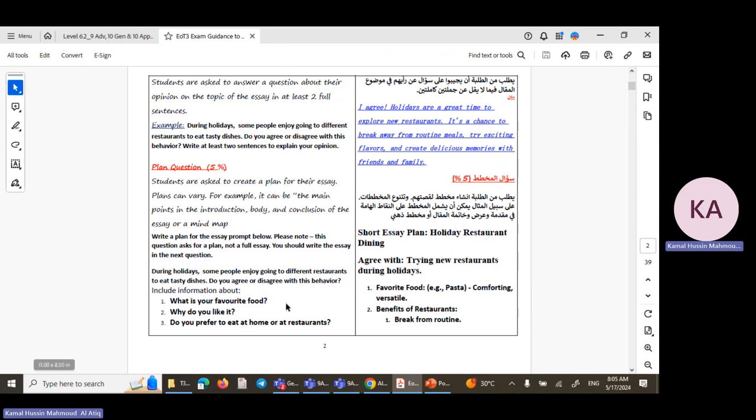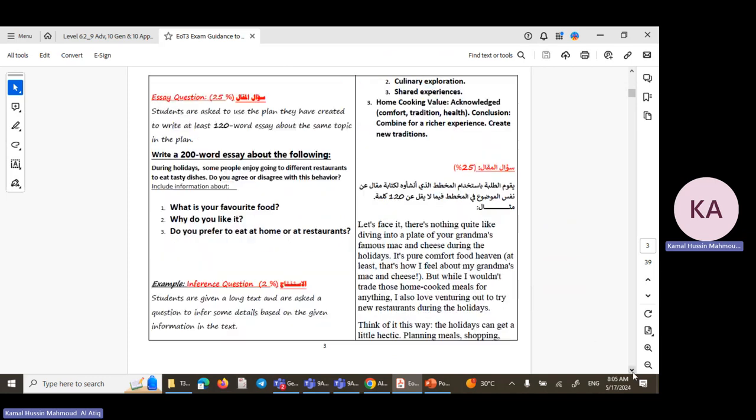You have to cover the following. What's your favorite food? Why do you like it? Do you prefer to eat at home or a restaurant? In the plan, you have to write introduction. You have to write body 1, body 2, and body 3. Okay, the plan, for example, agree with trying new restaurants during holidays, favorite food, benefits of restaurants, break from routine, or you can follow a different type.